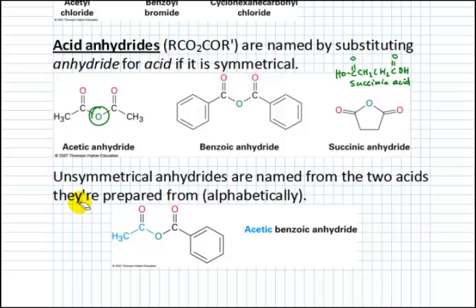If we have an unsymmetrical anhydride, like if it came from 2 different carboxylic acids, we just name it from the 2 acids that it's prepared from and use the 2 names alphabetically. So if I have acetic acid and benzoic acid that are joined together at that oxygen, I have acetic benzoic anhydride.